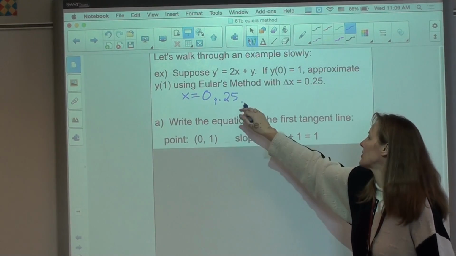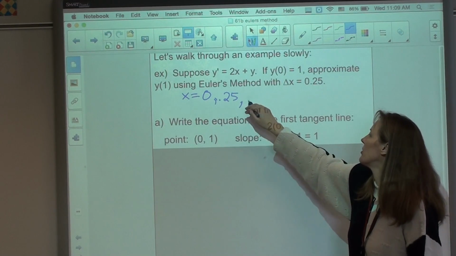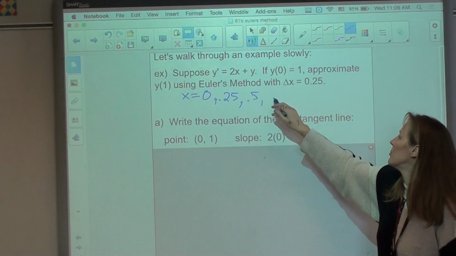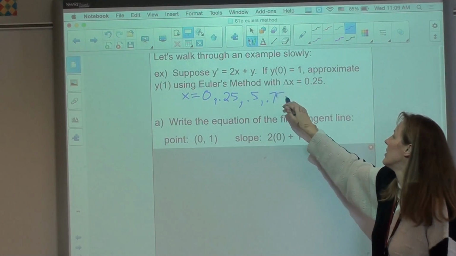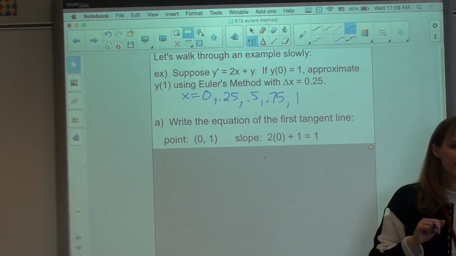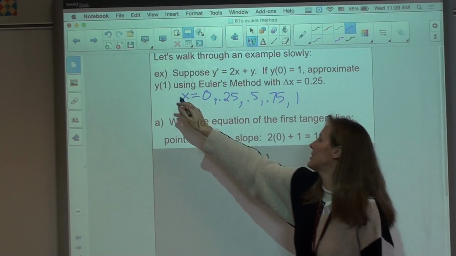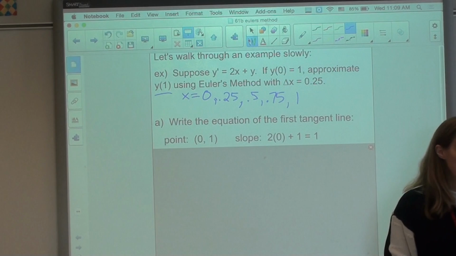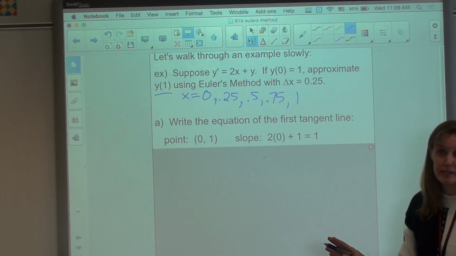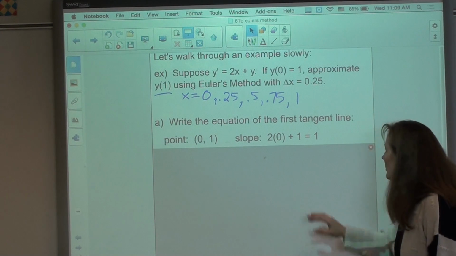What would be the next x value that we would plug in? 0.5. Then what? 0.75. Then what? And then would we keep going? No, we would stop, because what we're trying to approximate is y of 1. Once you get to an x value of 1 and you plug it in, you're done. Okay, so here we go.